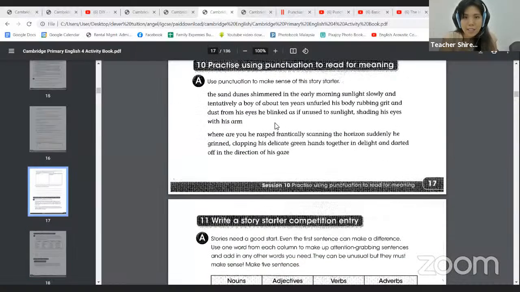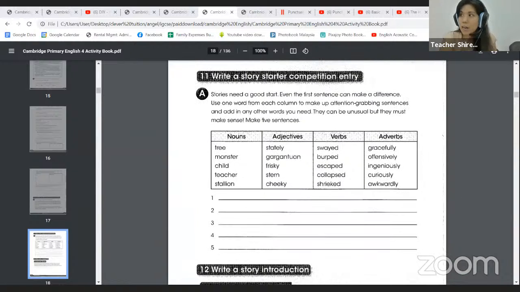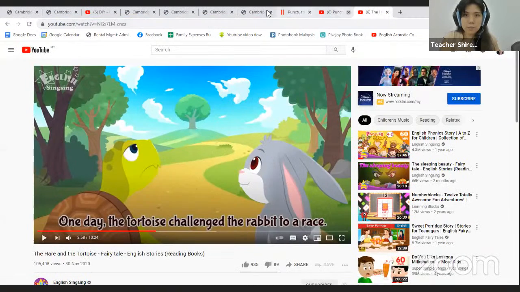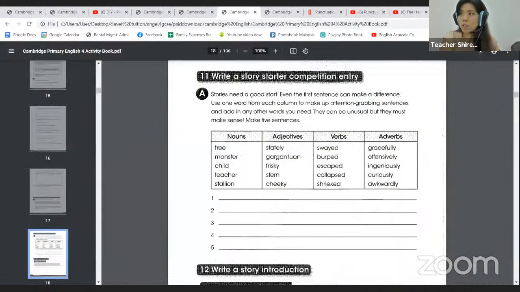Okay, let's go back to your textbook. Sorry, not your textbook. Your activity book, page 80. Let's turn to your activity book, page 80. Okay, so in your activity book here, you will see page 18. You see nouns, adjectives, verbs, adverbs. Can you quickly glance through all of it and see any words that you don't understand? Let's do a quick glance through.